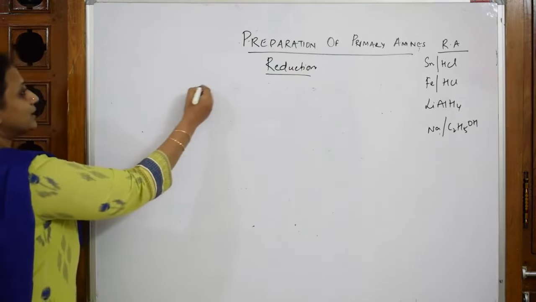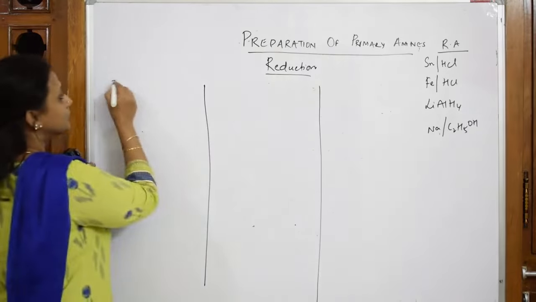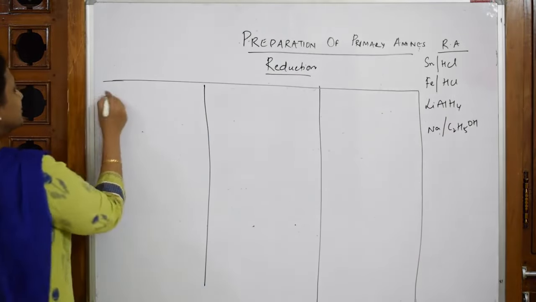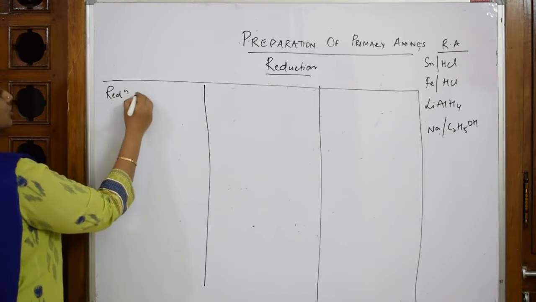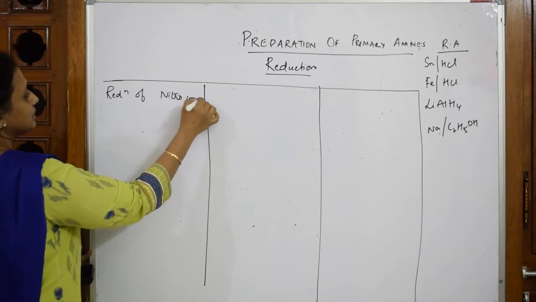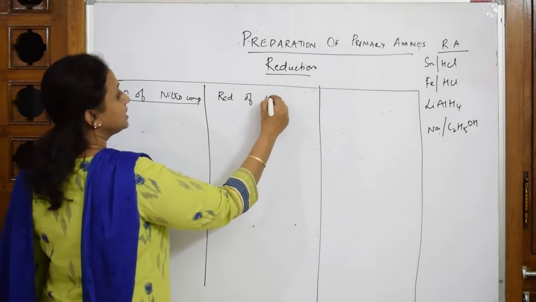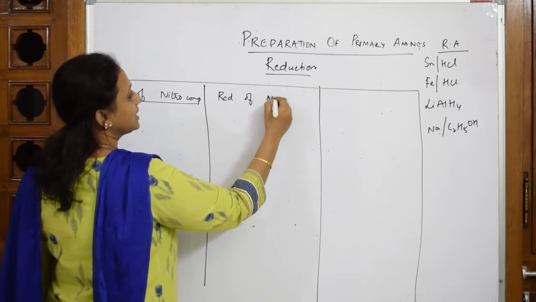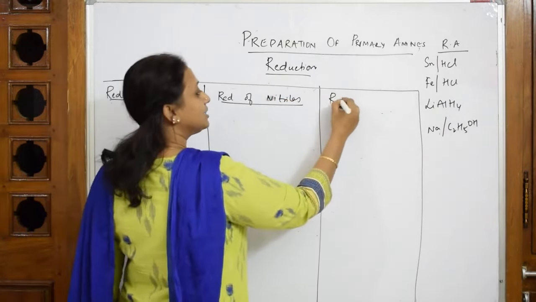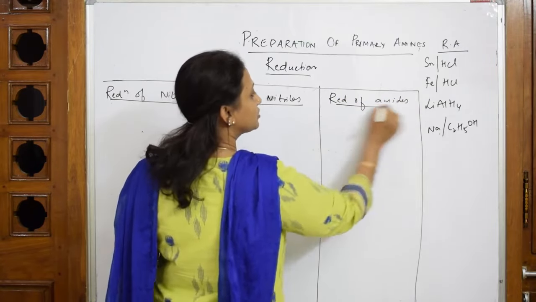So I have to prepare primary amines by reduction of what am I going to reduce? I'm going to reduce three important products. First, reduction of nitro compounds. Now we are going to take reduction of nitriles. Okay, nitriles, let us underline. Next, we are going to learn reduction of amides. This is how it was given in your textbook also.